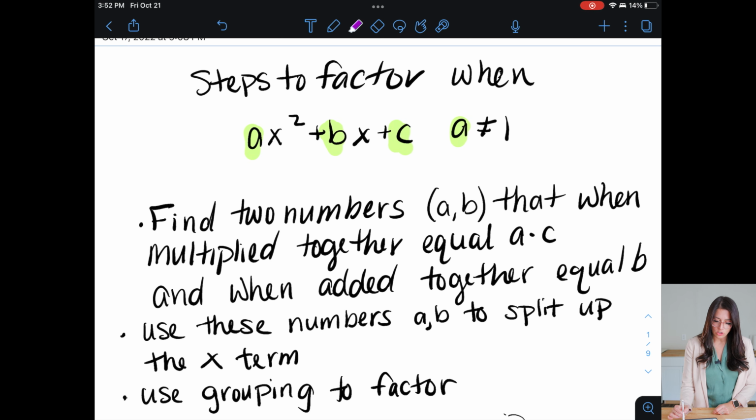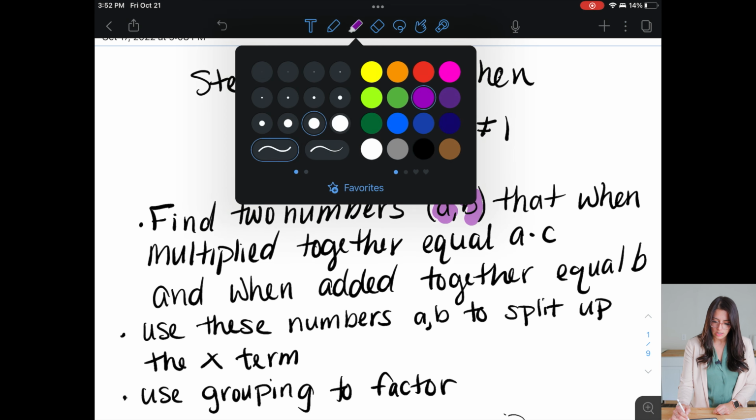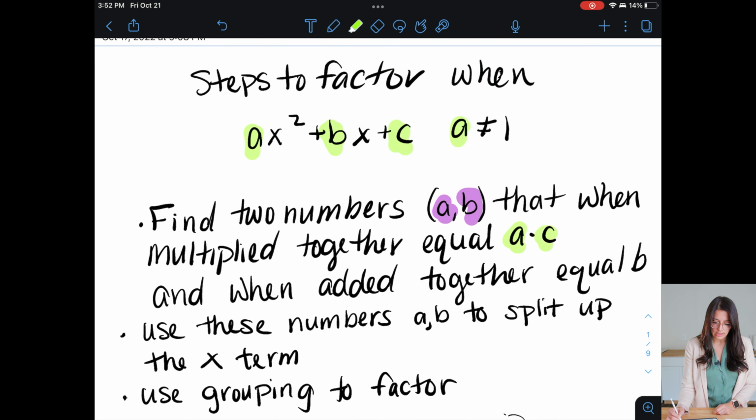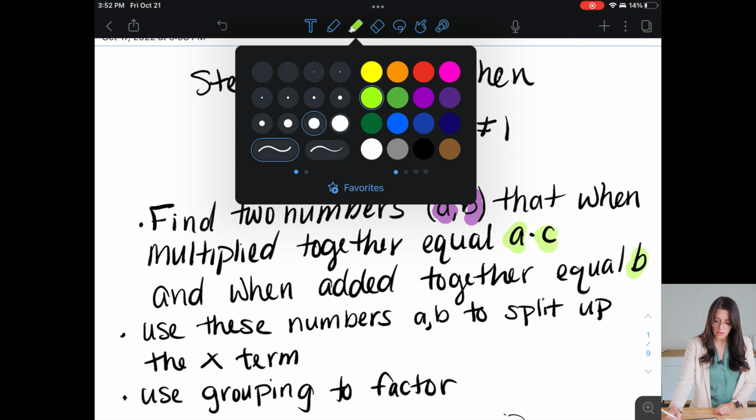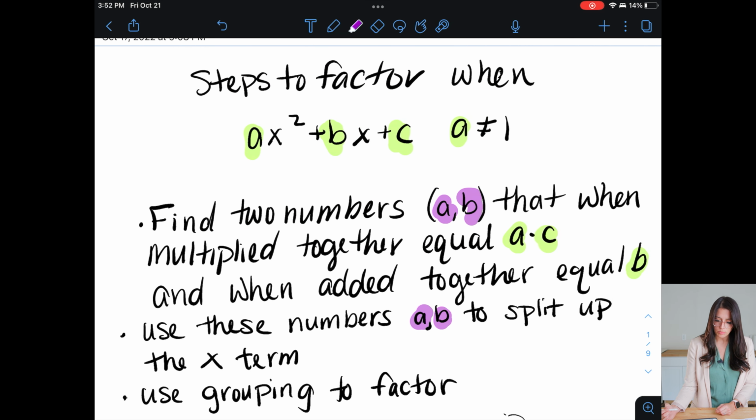We are going to talk about factoring when your equation is in the form of ax squared plus bx plus c, when a does not equal 1. First we want to find two numbers, a and b, that when multiplied together equal a times c, and when added together equal b. Then we use these two new a and b's to split up the middle x term. And finally, we use grouping to factor.